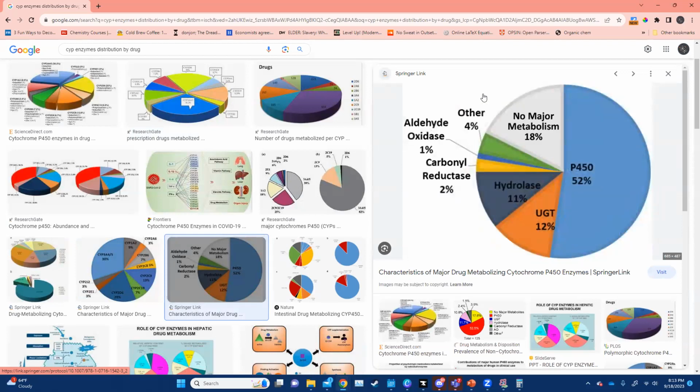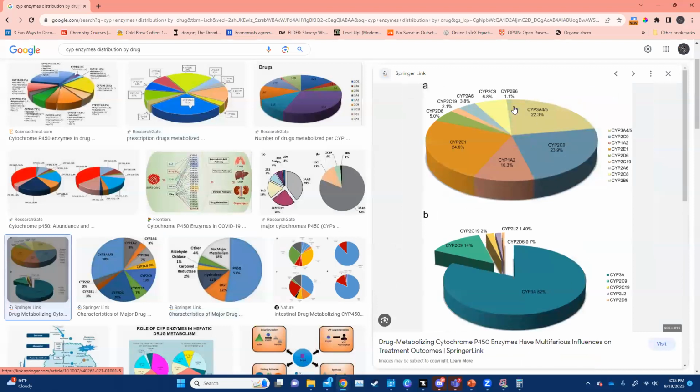So what you can see is that of the enzymes that do metabolism, half of them are the P450s. There are other enzymes like UGT and hydrolase, but the majority of the work is being done by these very, very, very complex cytochrome P450 enzymes. What we can see is that it's not just one enzyme that is doing all the work.